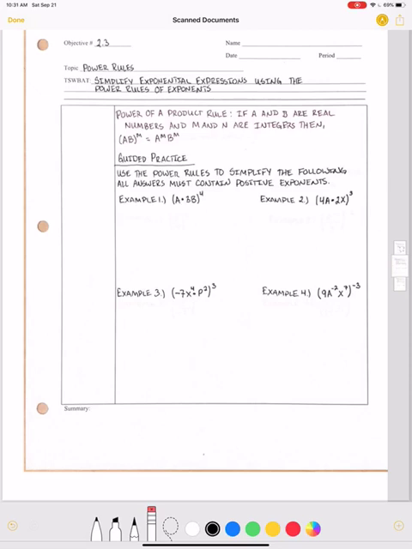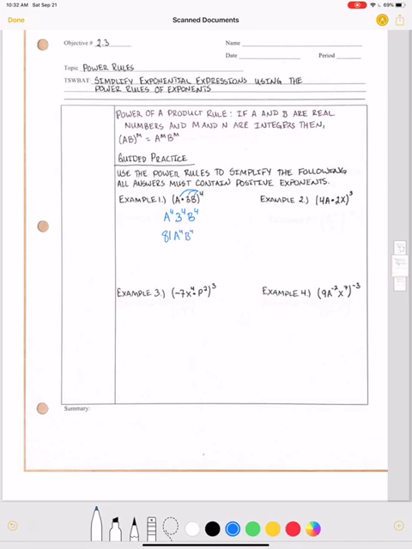Okay, so what we're going to do is look at example 1. I have a times 3b raised to the power of 4. Because everything inside the parentheses is multiplication, I'm going to distribute this 4 to the a, to the 3, and to the b. So I have a to the 4th, 3 to the 4th, and b to the 4th. 3 to the 4th here is going to be 81. So I have 81, a to the 4th, b to the 4th.